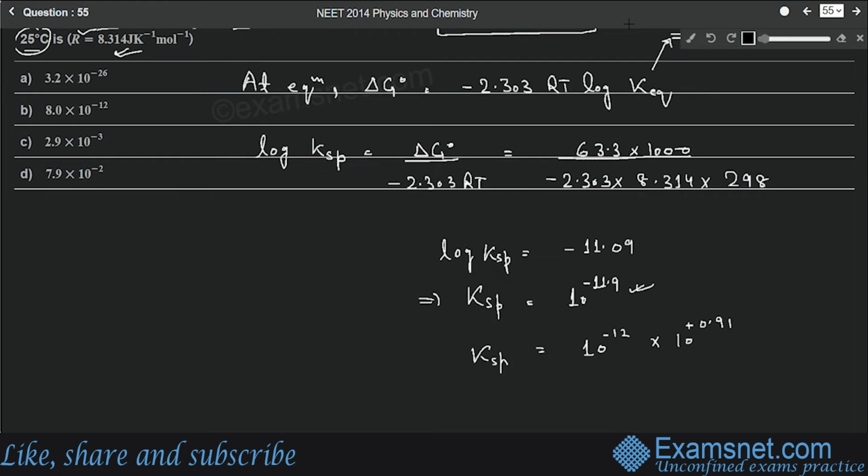Now what will be the value of 10 to the power 0.91? It will be somewhere between 8 and 9. So we can write 8 as the approximate value into, let's write 10 to the power minus 12 as it is. So the correct answer will be option number B, 8 into 10 to the power minus 12.